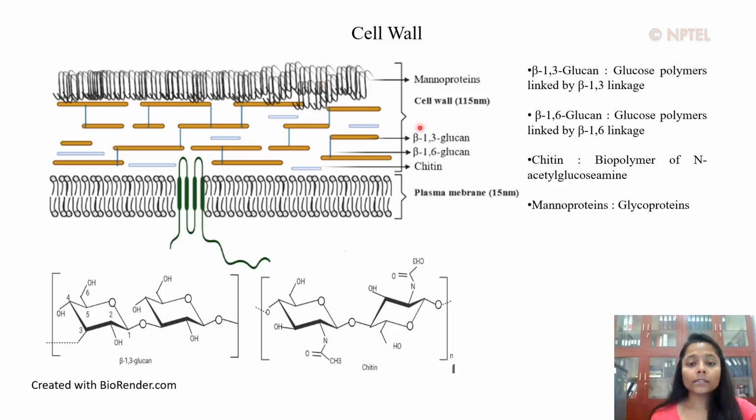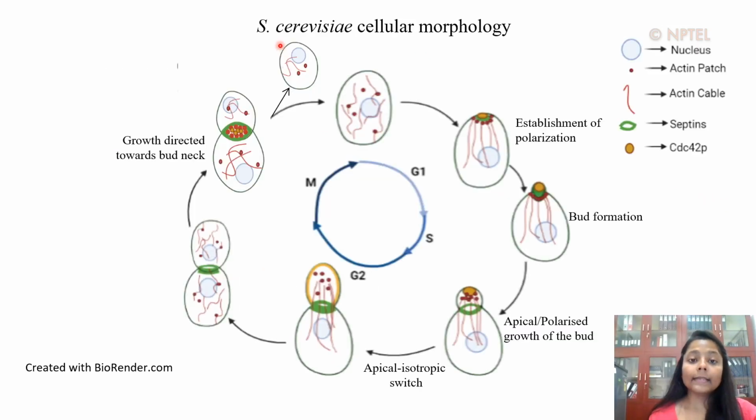The cell wall as a whole is important to maintain cellular integrity during growth, division, under stress conditions, and also during the time of mating. The cell wall is also a primary target for different antifungal drugs. Another important function of the cell wall is to maintain the cellular morphology. The S. cerevisiae cellular morphology, or cell shape, changes as the cell progresses through the various phases of the cell cycle.